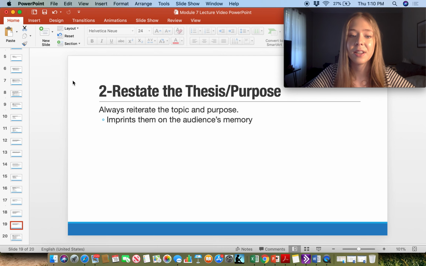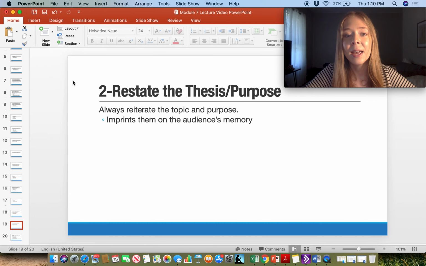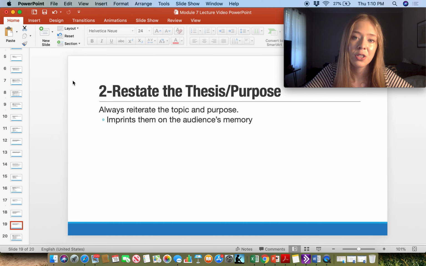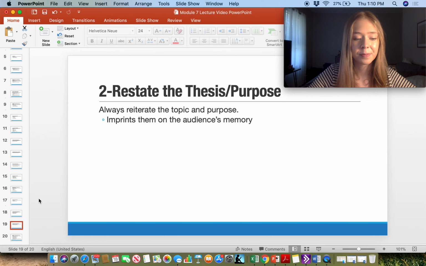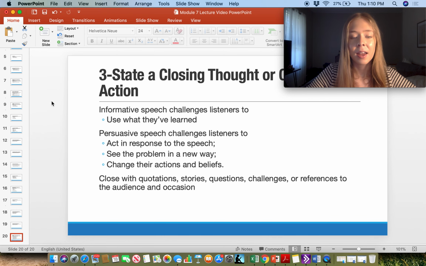You need to restate your thesis. Always restate your thesis. Again, repetition is so important when it comes to oral communication and public speaking, because we can't go back and read it. So we're going to have to remember the main points of your speech. And you don't even need to rewrite your thesis for the conclusion. I would even suggest you copy paste it from the introduction, because repetition is key and it will not sound repetitive to the audience. And then you need to state a closing thought or a call to action.